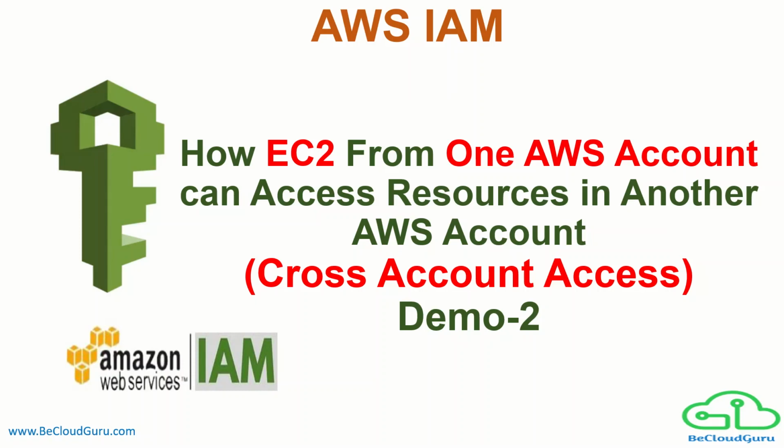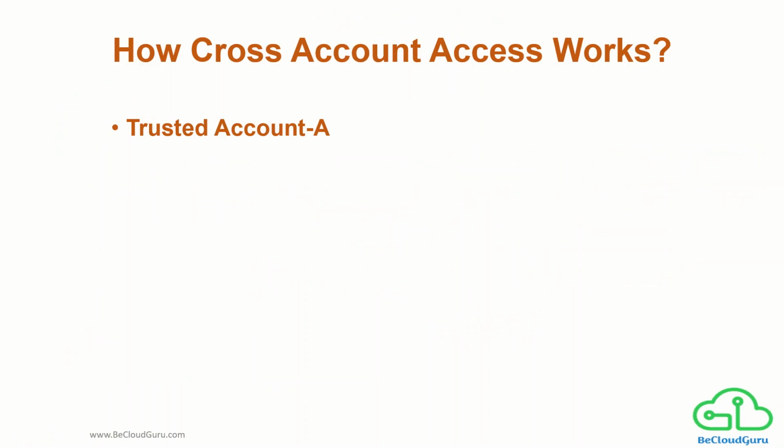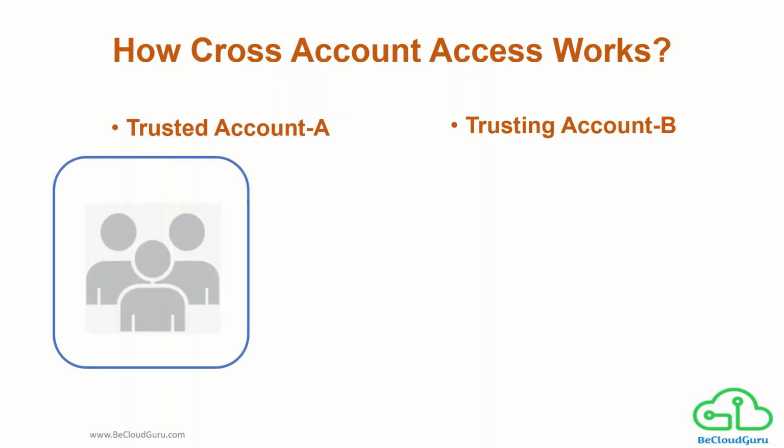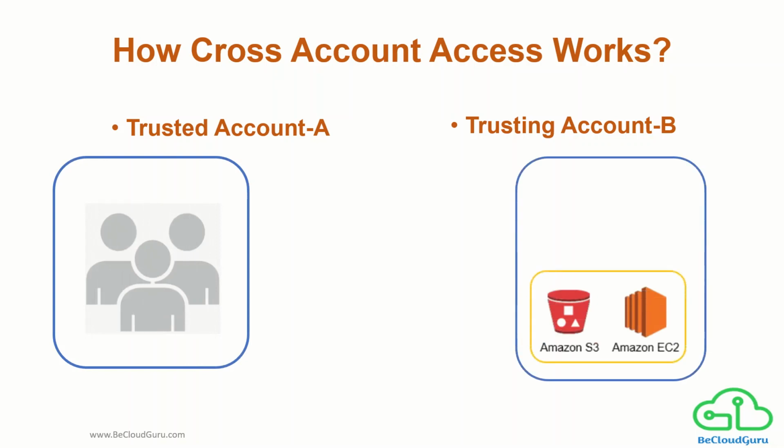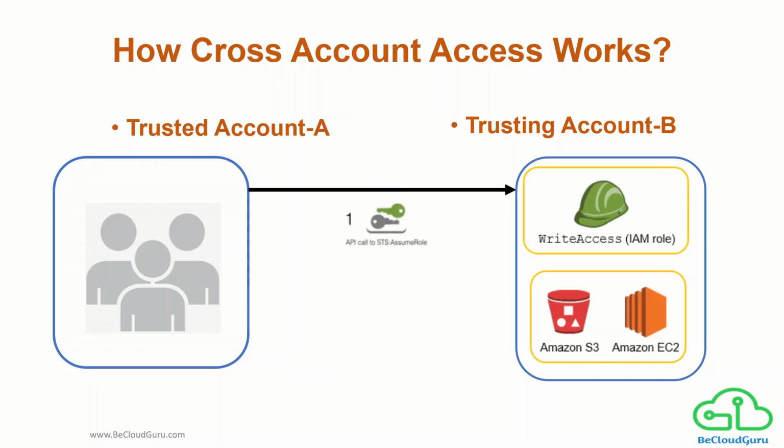So let's start, guys. In the last video, we saw that we have a trusted account and a trusting account. In this tutorial, we are calling them account A and account B. In the trusted account, we had users, and in the trusting account, we had AWS resources such as S3, EC2, etc. And we created a cross account IAM role to provide access to the users in the trusted account. We also saw that this assume role operation was initiated by an API call to the STS service. Once the request is made, the trusting account provides temporary security credentials, and by using them, users could access the resources in the trusting account.